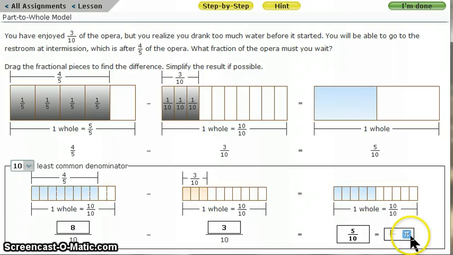In this case, 5/10 can be simplified by dividing the top and the bottom by 5, since they're both divisible by 5. So I divide the top by 5 and I get 1, and I divide the bottom by 5 and I get 2. And so I see that you have to wait another half of the opera.